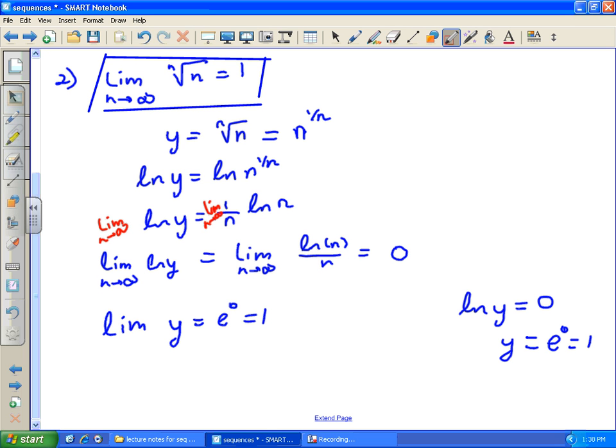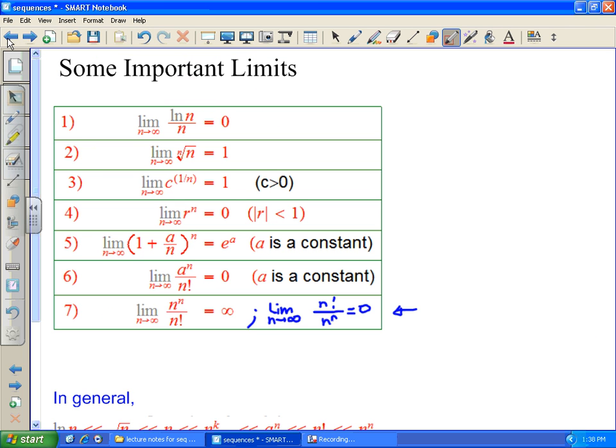Okay. All right, let's go back to our list, see if there's something else. Okay, basically the next one is going to be very, very similar. As a matter of fact, the next one is not even indeterminate form. Take a look at number 3, a positive constant to the power of 1 over n. That's not even indeterminate, right? Where does that power 1 over n go towards as n goes towards infinity? Where does 1 over n go towards?